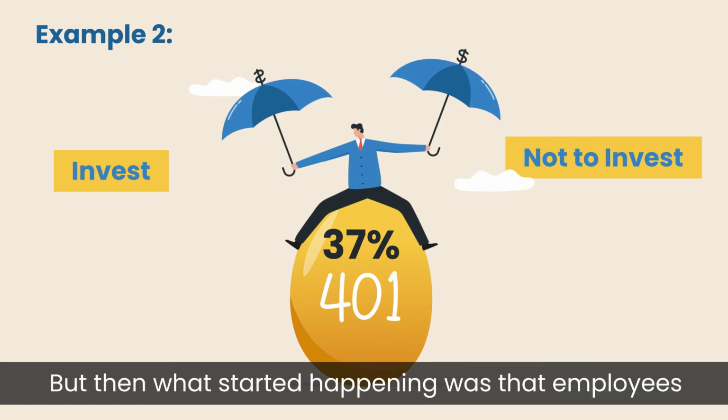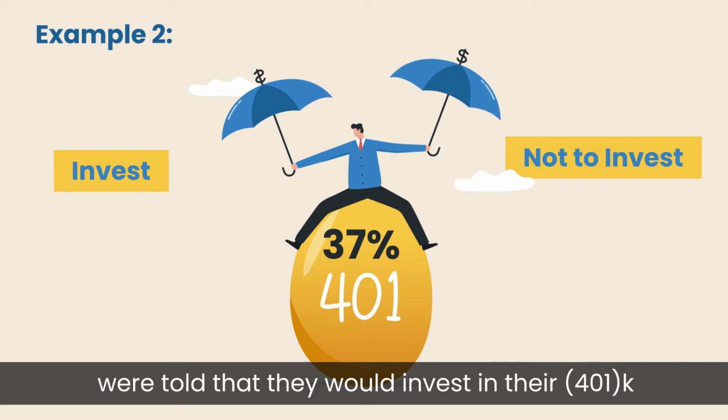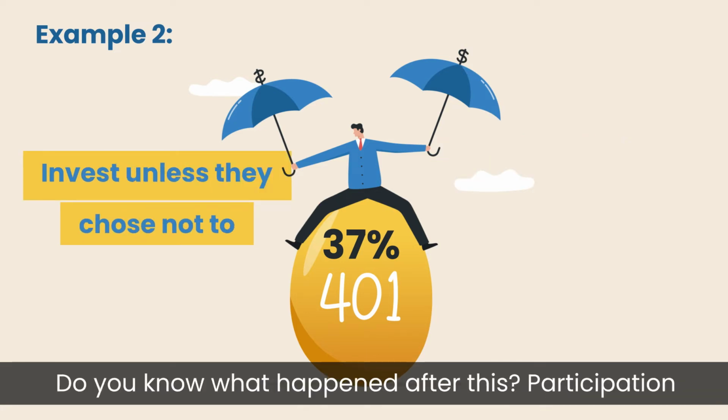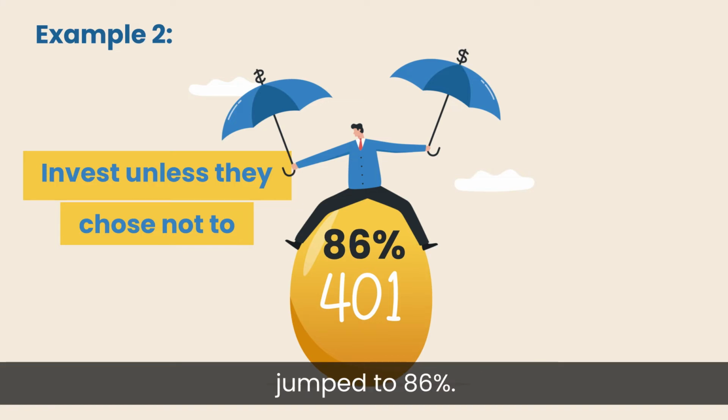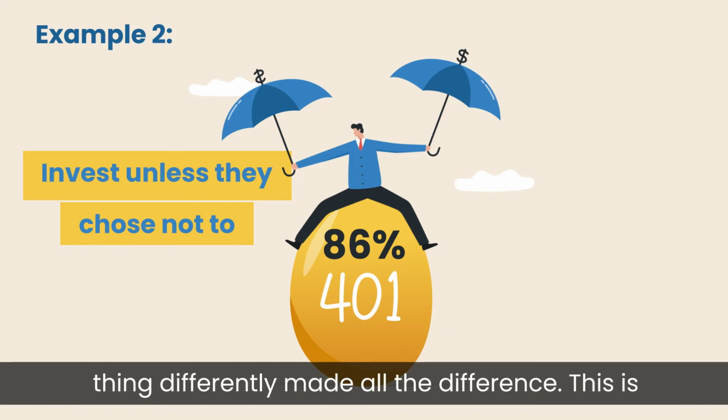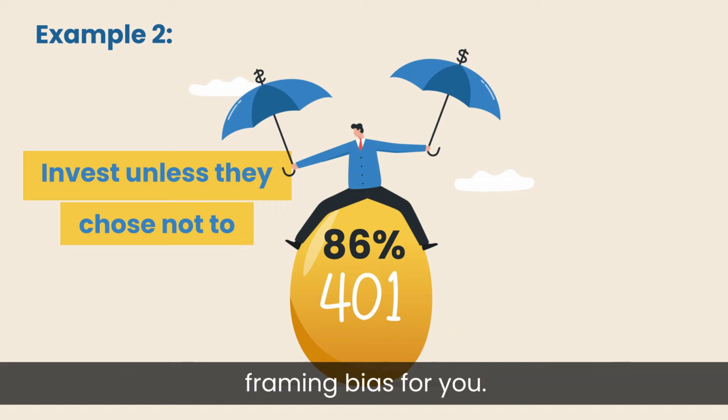But then, what started happening? Employees were told that they would invest in their 401k account unless they choose not to. Do you know what happened after this? Participation jumped to 86%. What made the difference? Just framing the same thing differently made all the difference. This is framing bias for you.